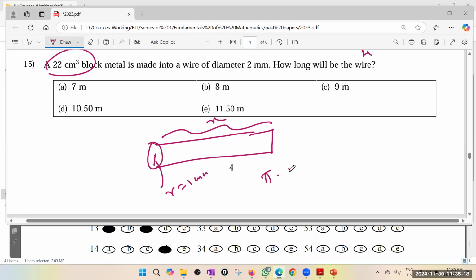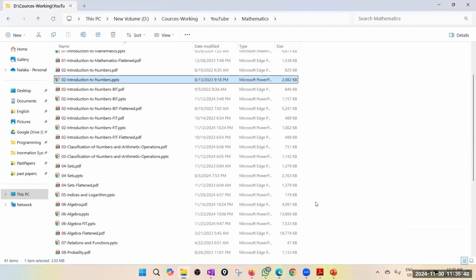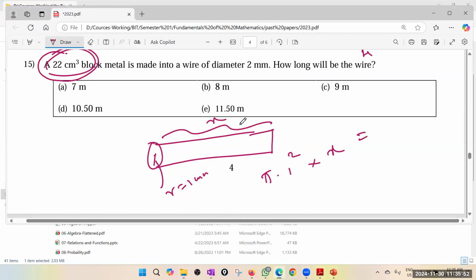Pi r squared, with r is 1, into length, but that is in millimeters. Because I took this in millimeters, assume that x is also in millimeters, and that must equal 22 cubic centimeter, but I'd want to convert it to millimeters. Or else I assume x in centimeters, and then you need to convert 2 millimeters into centimeters. Either way is possible, whichever way you do it, but you can't mix.